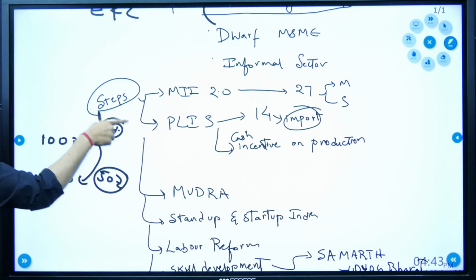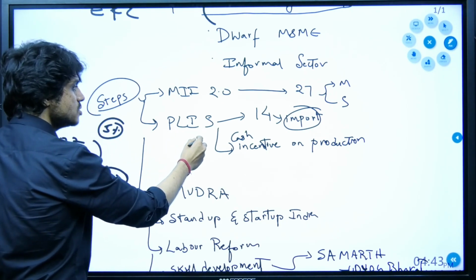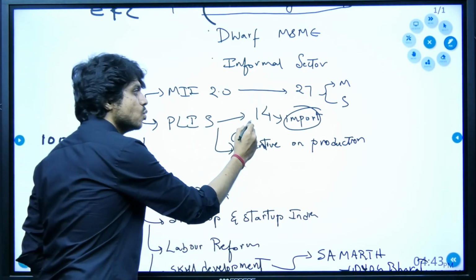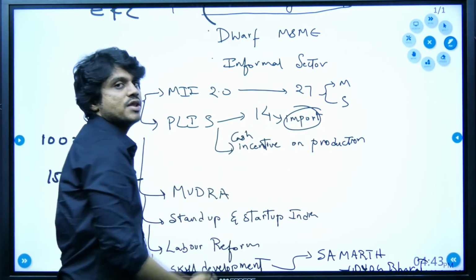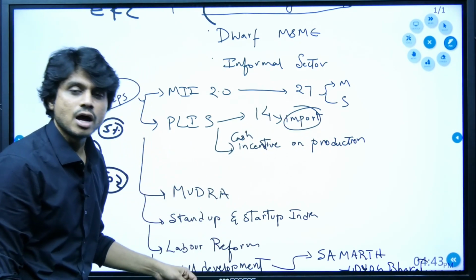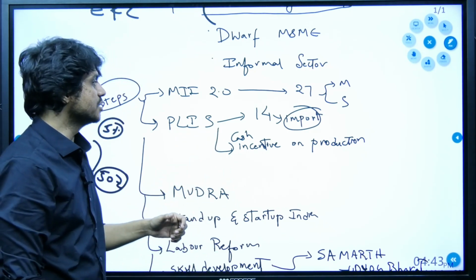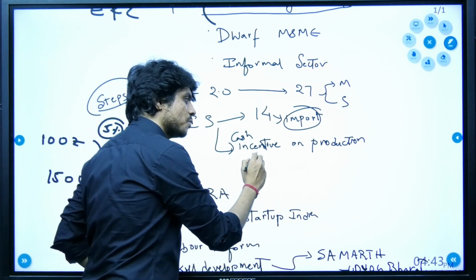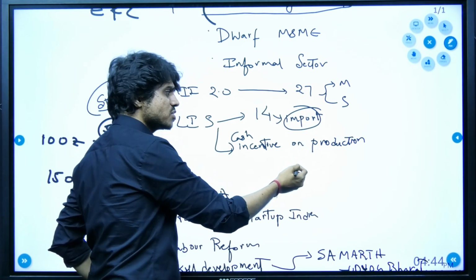Now on which items is the government trying to provide such incentives? The government is focusing on those 14 sectors where our imports are very high. Let's say pharmaceuticals, automobiles, electronic manufacturing industries. The government is trying to provide cash incentives to improve the production.